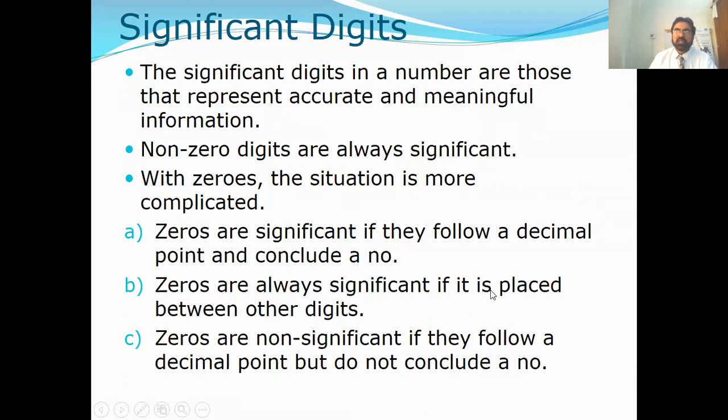Zeros are always significant if they are placed between other significant digits or non-zero digits. Zeros are non-significant if they follow a decimal point but do not conclude a number.